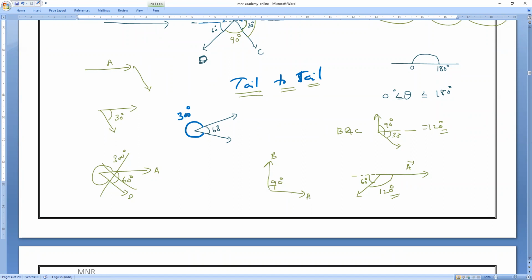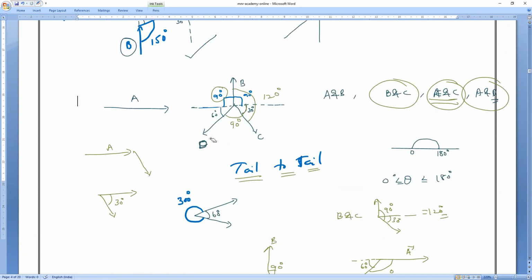That is what you have to remember. So tail to tail, how to find the angle? You understood or not? Everybody clear? So we have to join the tails. Okay, that's all. Nothing more. Now, for example, they'll ask you tail to tail DC. What is the angle DC?